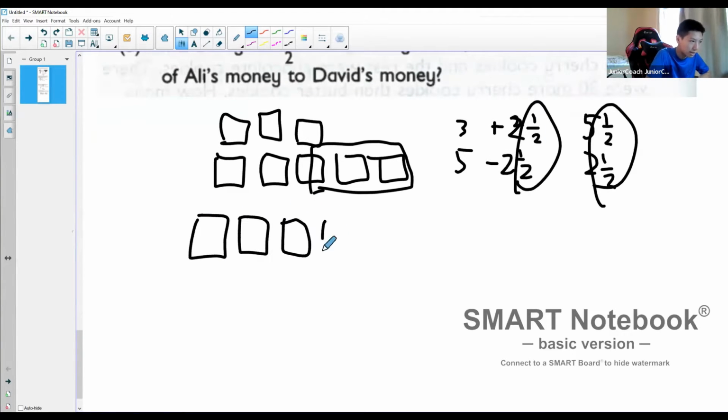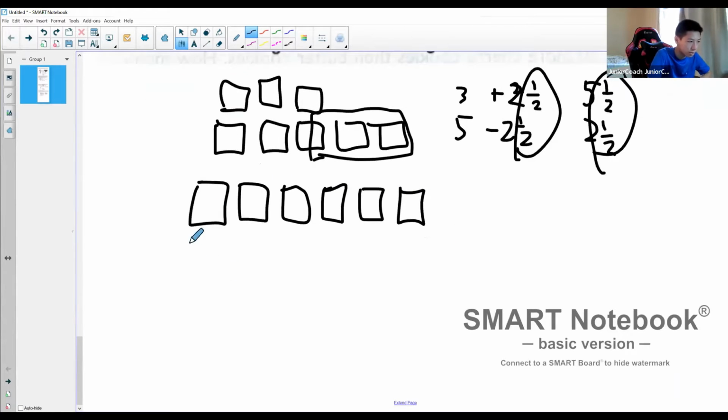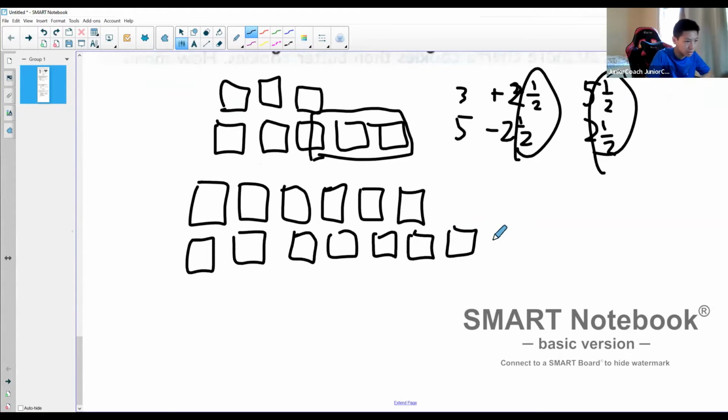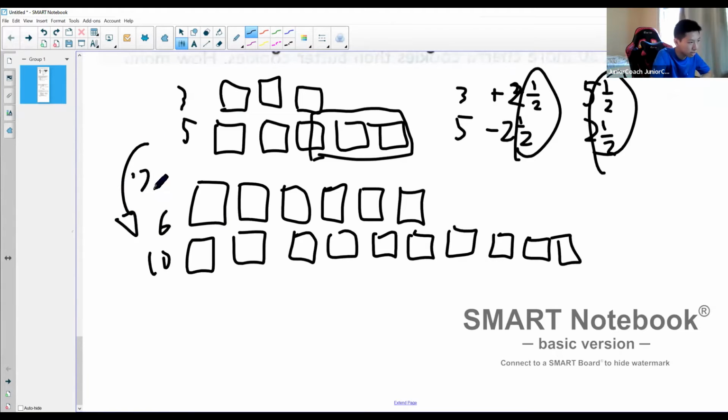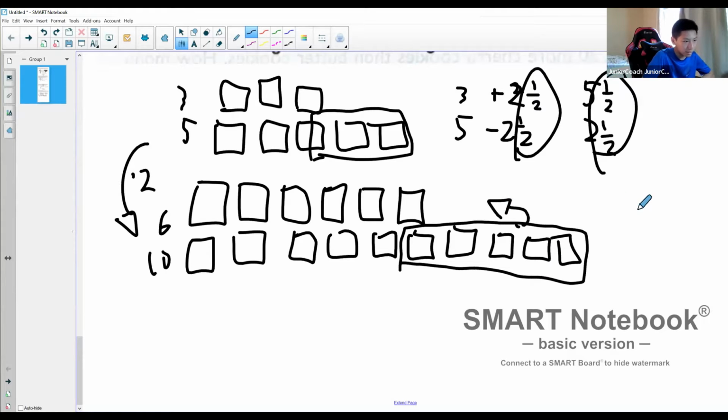So instead, now Ali is going to have $6 because this is just an easier number to work with. As you do more questions, this will come more naturally to you. And David will have $10 now. It's the same ratio. Notice how it's 3 to 5. Now it's 6 to 10. We basically just multiplied everything by 2. And then we take half of David's money, which is much easier now. We take 5 and move it over to Ali, meaning now the ratio is 11 to 5. So the answer would be 11 to 5 for this question, which quite a few people got wrong.